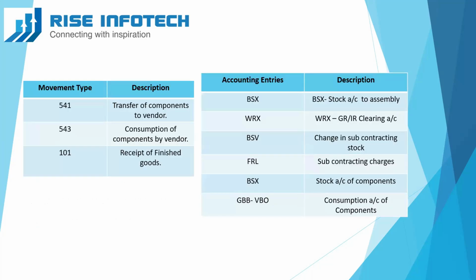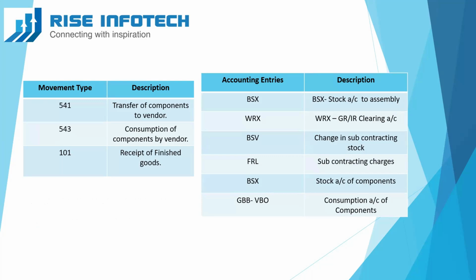Next we have a few movement types. Coming to 541, it helps in the transfer of components to the vendor, and 543 is the consumption of components by the vendor, and 101 is to receive the finished goods.